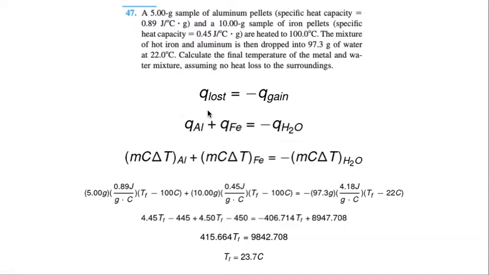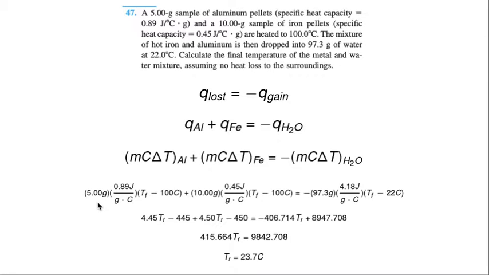The key to solving this problem is understanding that the heat lost will be equal to the negative of the heat gained. That is, the heat lost by the aluminum and the iron, which are hotter, will be equal to the negative of the heat gained by the water, which is cooler. So here, mc delta T of the aluminum plus mc delta T of the iron will be equal to negative mc delta T of the water.